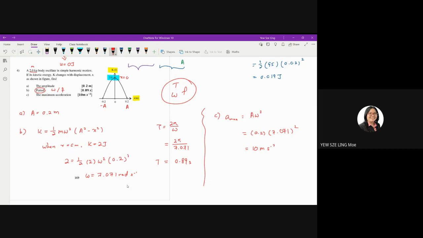So I give you 1 minute to write it down because the only hard question is question B, and then we will proceed to question number 5. Okay, a very simple question. So 1 minute for you to write it down.